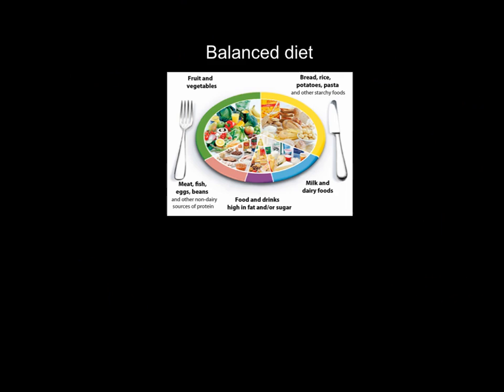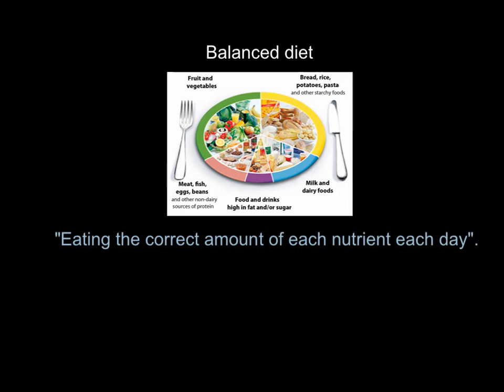So the balanced diet then. This sometimes comes up as a 1 or 2 marker. What is a balanced diet? Well, you need to know this following definition. That's it there. It's eating the correct amount of each nutrient each day. So those 7 nutrients that we've just mentioned there, when you have a balanced diet, you eat the correct amount of each nutrient each day. So what is the correct amount? Okay, that's what we need to be aware of.